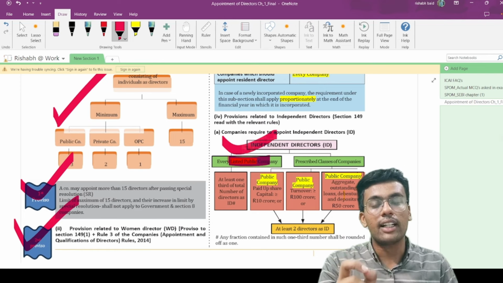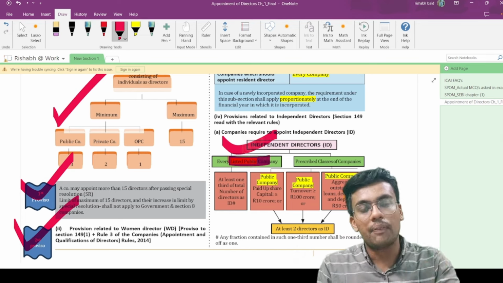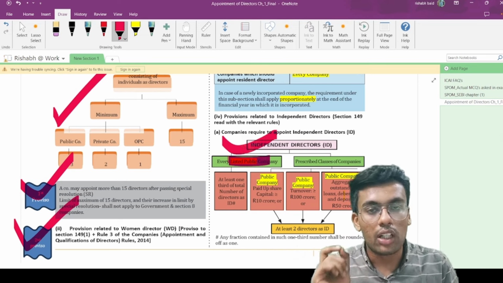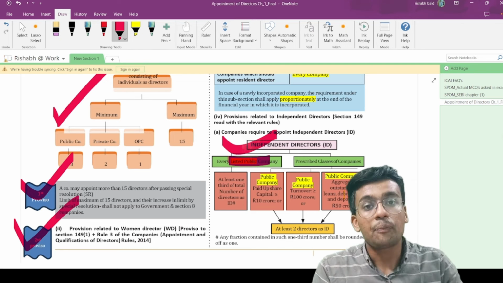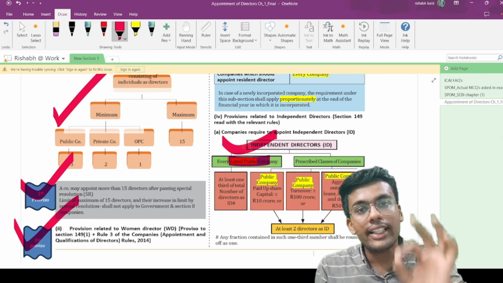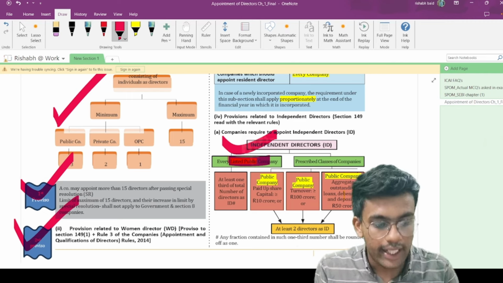Only listed, every listed public company shall have minimum of 1/3 of total number of directors as independent directors. Let's say total number of 9 directors are there. So at least 1/3, that is 3 directors should be independent out of total 9 directors.